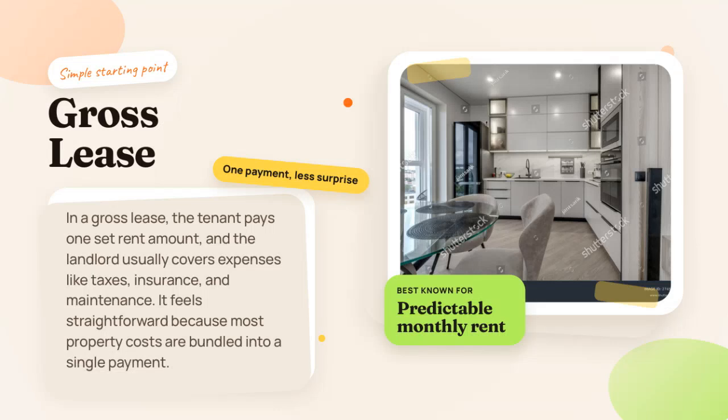What makes a gross lease best known is its predictability when it comes to monthly rent. With this type of lease, the tenant pays one fixed amount each month, which covers rent and typically includes expenses like taxes, insurance, and maintenance. This setup offers a simple starting point for both the landlord and the tenant because it bundles most property costs into a single payment. The biggest advantage here is that tenants face fewer surprises when it comes to unexpected fees, making budgeting much easier and more straightforward.